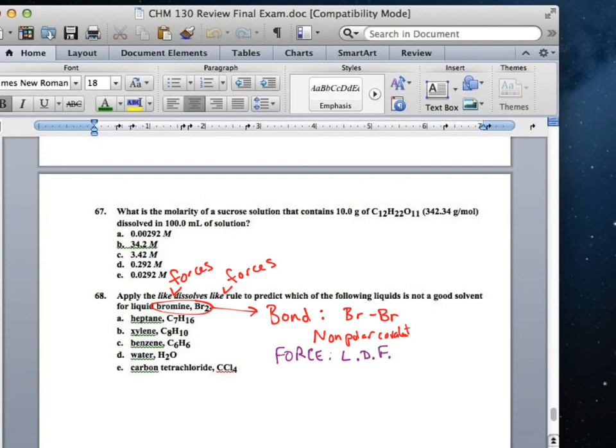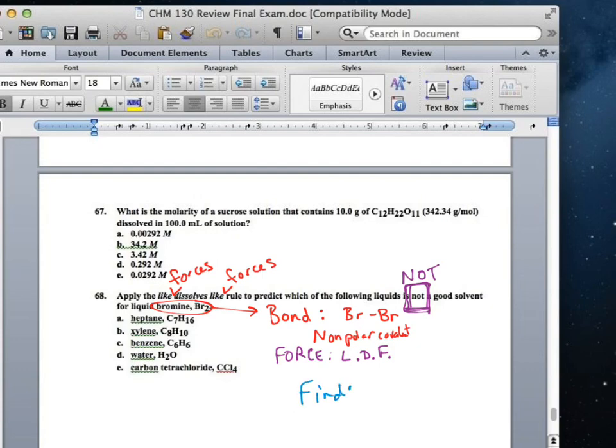If we go back to our rule, like forces dissolve like forces, and this is where it's extra obnoxious. There's 3 of them that have those same London dispersion forces. How can we choose between those answers? Not a good solvent. Okay? So we are not looking for like forces and like forces. We are looking at opposite forces. What is the opposite force to London dispersion?